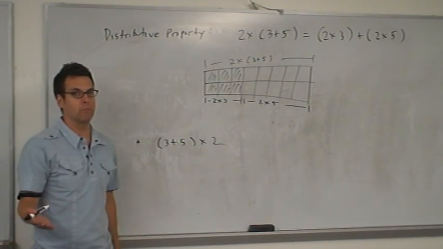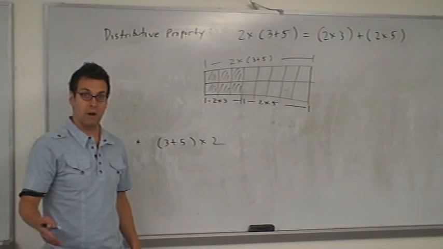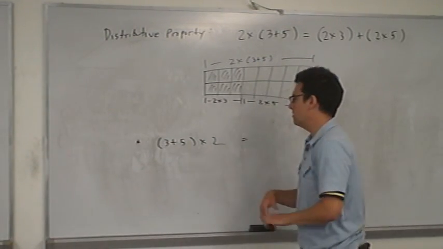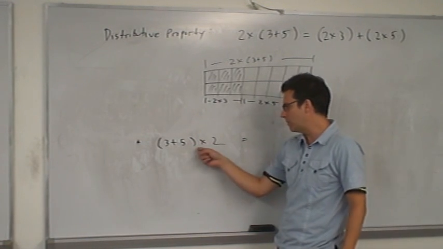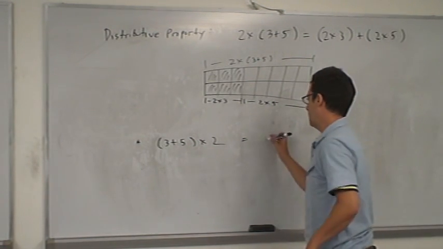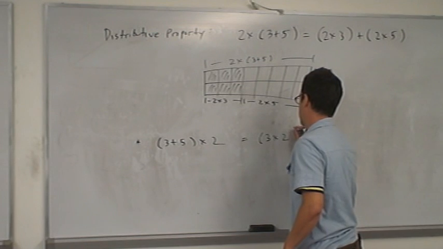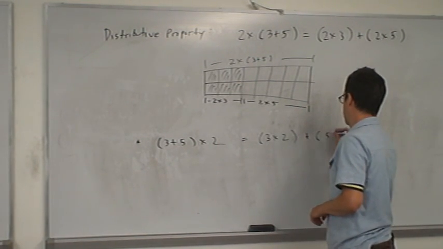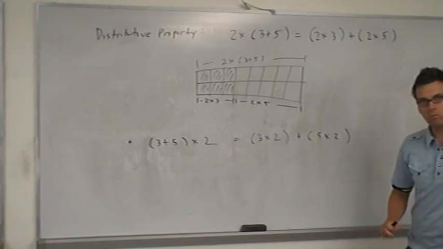So it's probably worth mentioning when you introduce the distributive property that even if something looks like this, the distributive property can still be used. If you have a quantity multiplied by a number, then this is still governed by the distributive property. This is still going to be 3 times 2 plus 5 times 2.